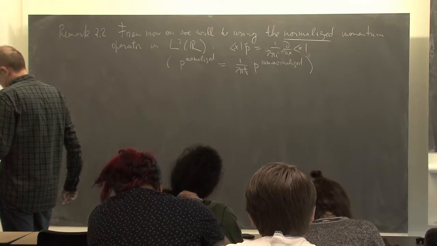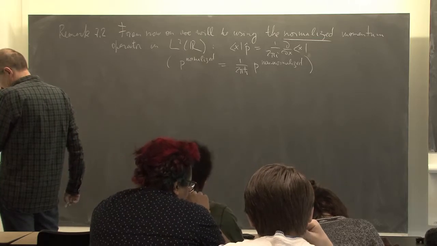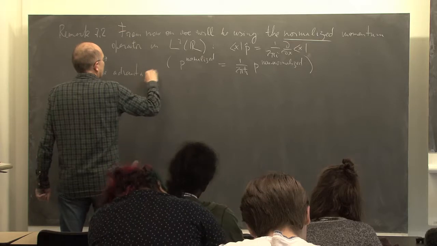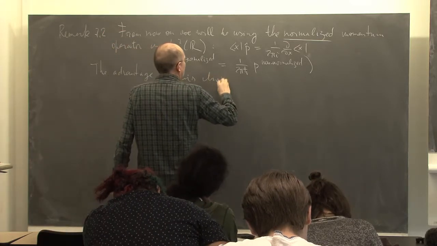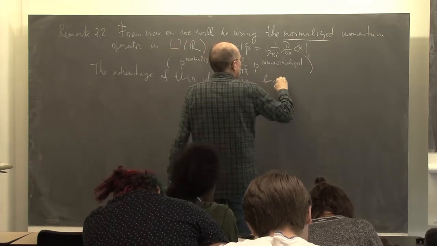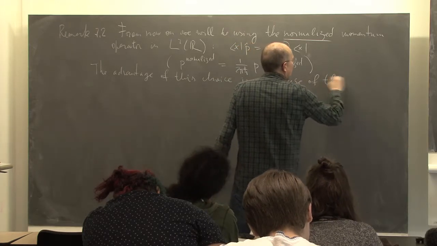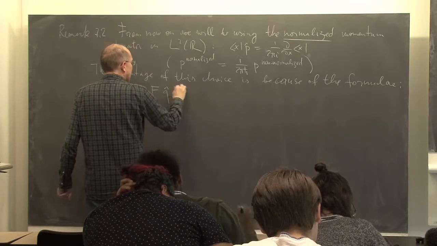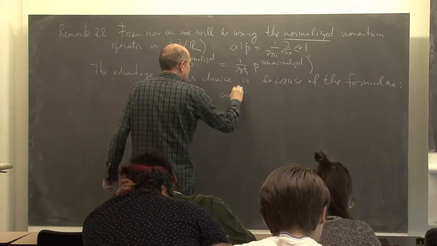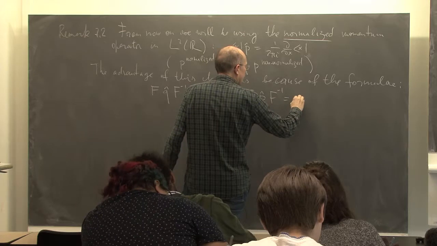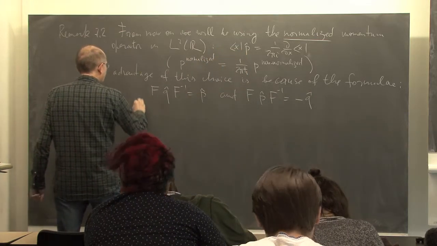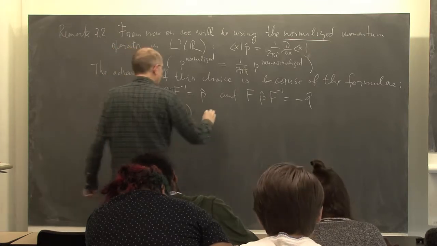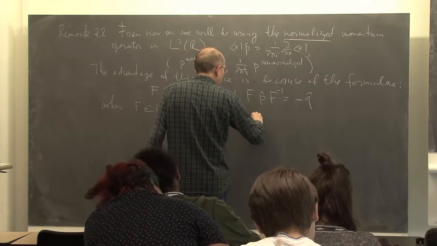And why will we be using this? So the advantage of this choice is because of the formulae: F q hat F minus 1 is p hat, and F p hat F minus 1 is minus q hat, where F is a Fourier operator, unitary of L2 of R, the operator of Fourier transformation.